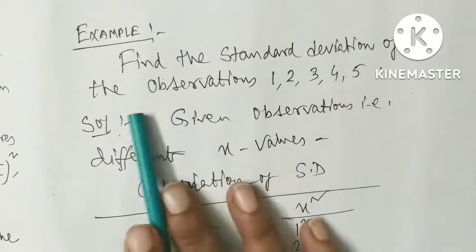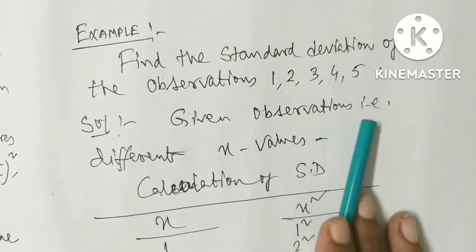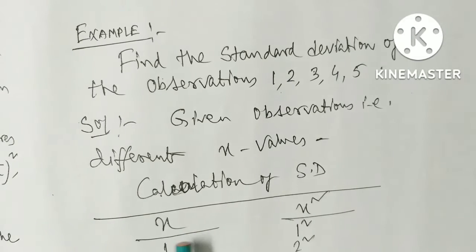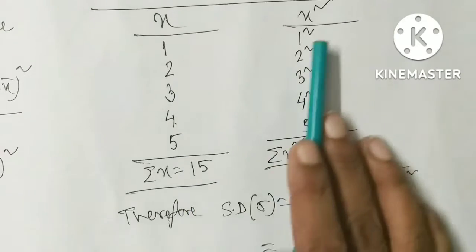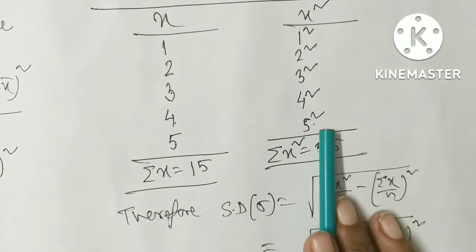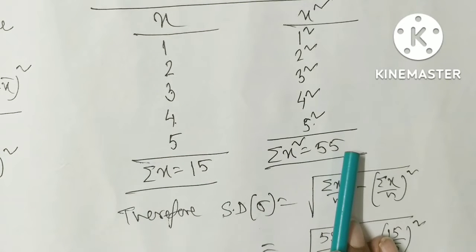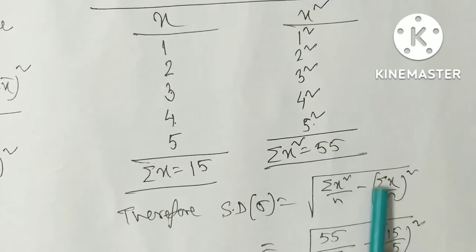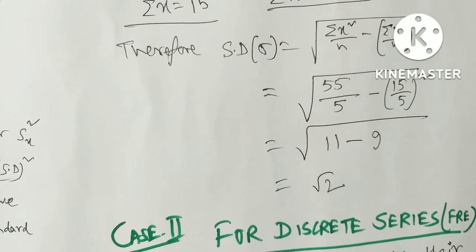Find the standard deviation of the observations 1, 2, 3, 4, 5. These are the x values. For the given observations, we form a table keeping x and x square columns, that is 1, 2, 3, 4, 5 and 1 square, 2 square, 3 square, 4 square, 5 square. Summation x equals 15, summation x square equals 55. And SD equals root over summation x square by n minus summation x by n whole square, that is root 2, and root 2 is the standard deviation.